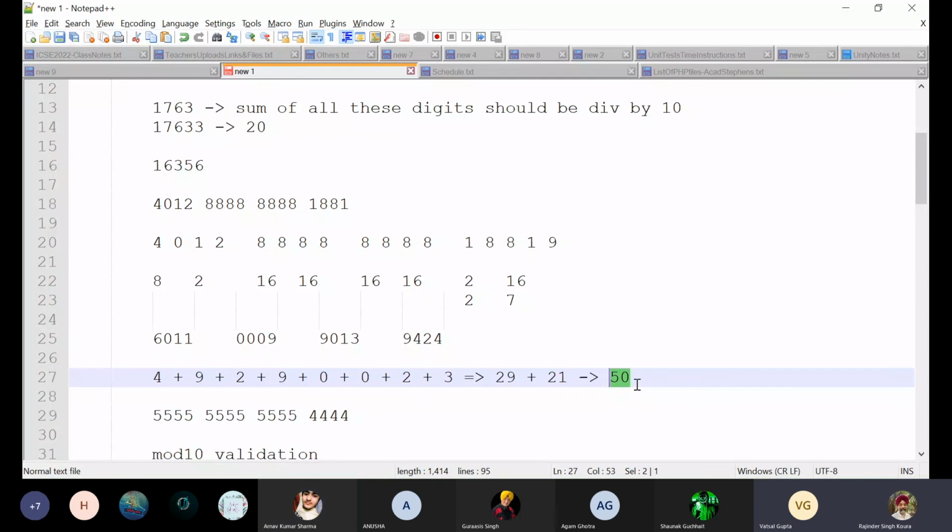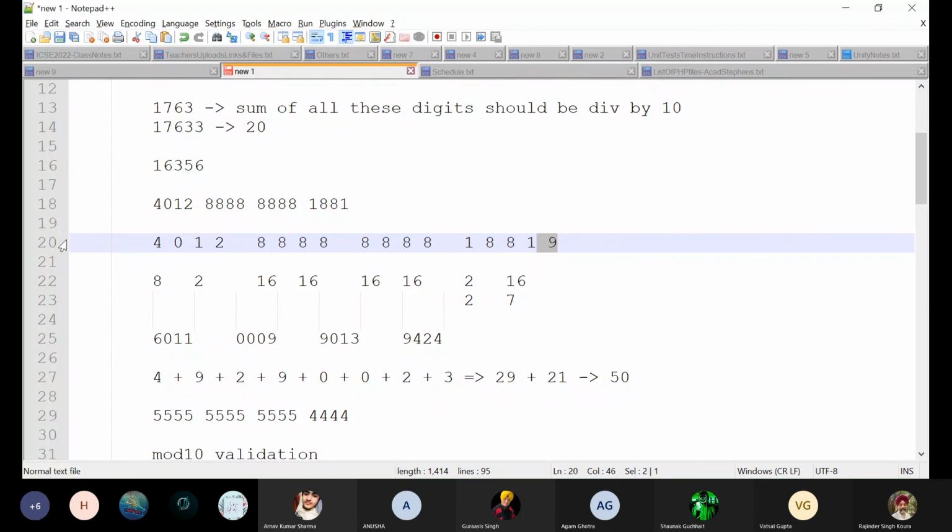Sir, for that single part, I just want to confirm: the single numbers are those which we haven't included in the doubling part? Yes. The doubling part actually starts from the second last number, that is this number. This is the doubling one. It will alternate to the left, and the single one will start from the last digit, and then it will alternate to the left.